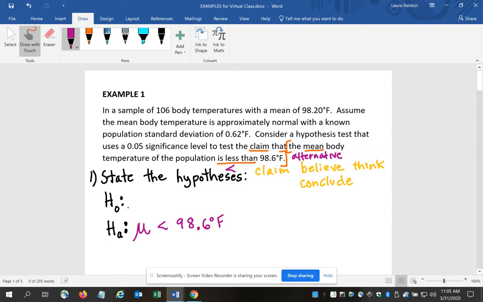And from there, I have to figure out what the null is. What we have to remember is that the null is the exact opposite of the alternative and contains equal. So I would have the mean is greater than or equal to 98.6 degrees Fahrenheit. Now I'm going to label the one that was given in the story with a little OC so that I know that was the original claim. So I've stated my hypotheses.